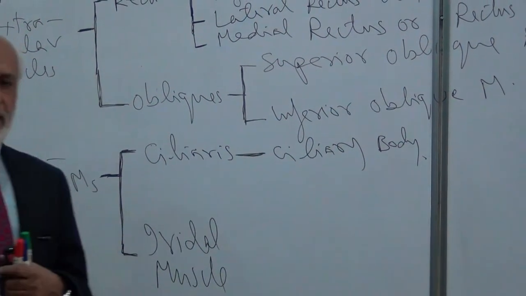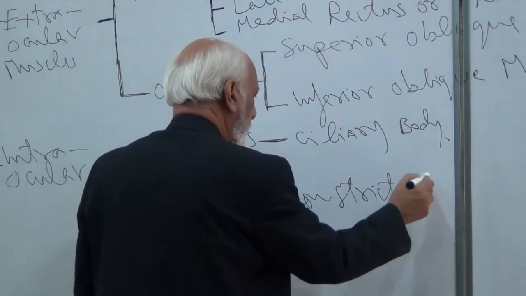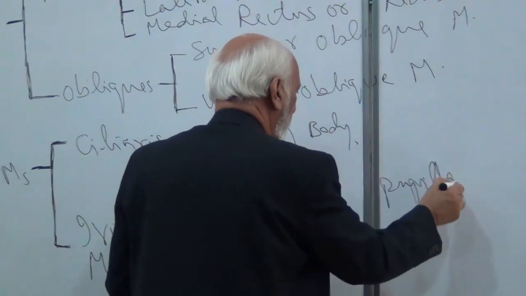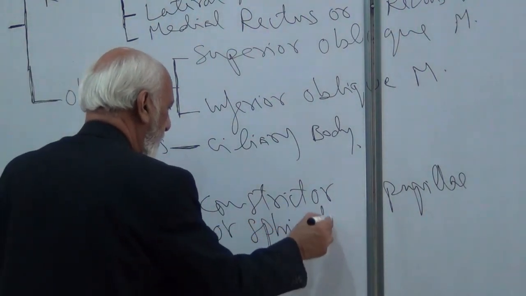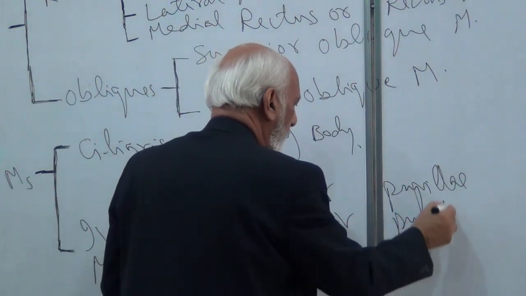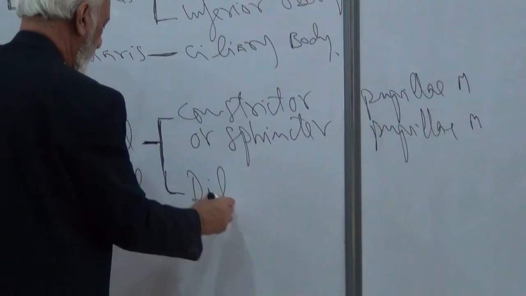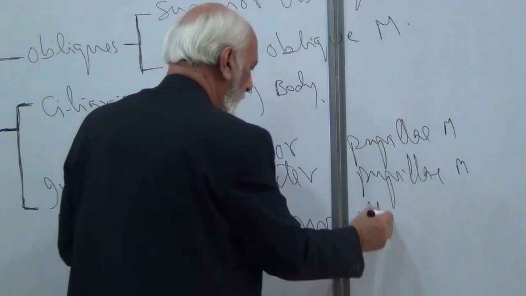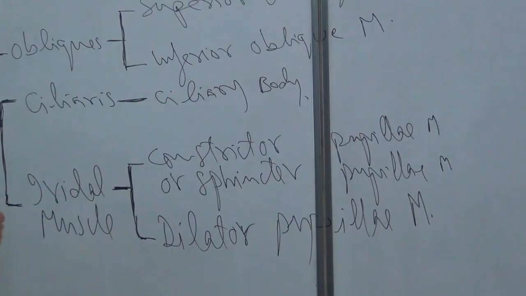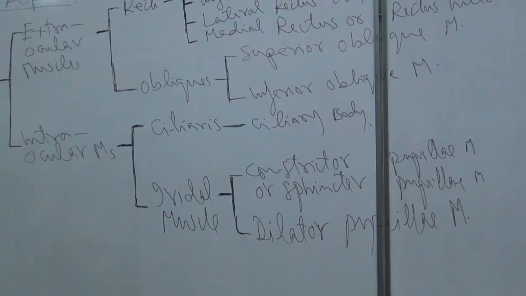Muscle of the iris. And muscle of the iris is divided into 2 parts. Constrictor pupillae muscle or sphincter pupillae muscle. And the second one is dilator pupillae muscle. These are the muscles of the eyeball, extrinsic and intrinsic.